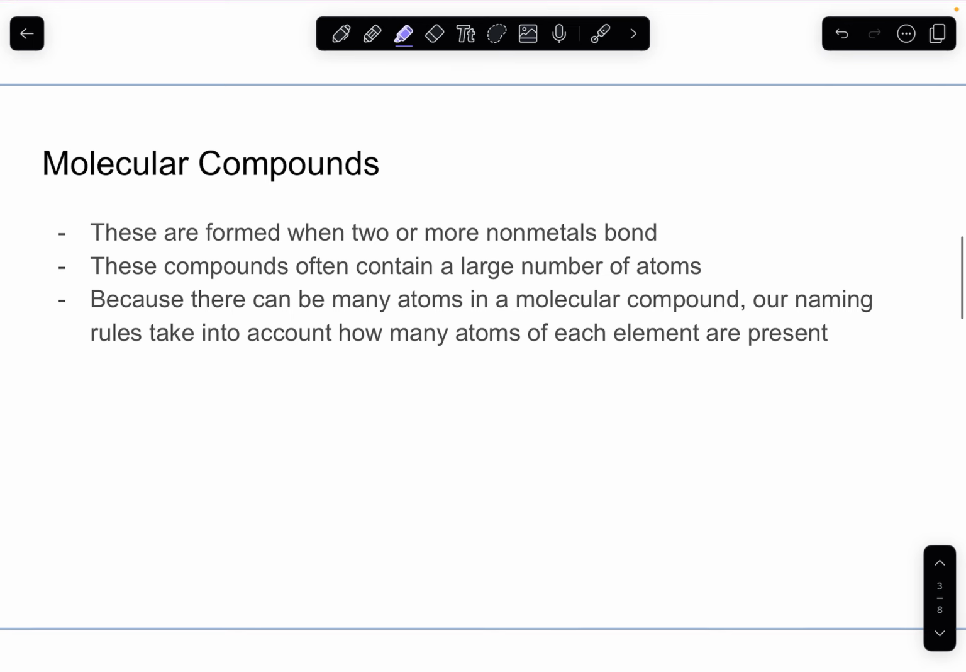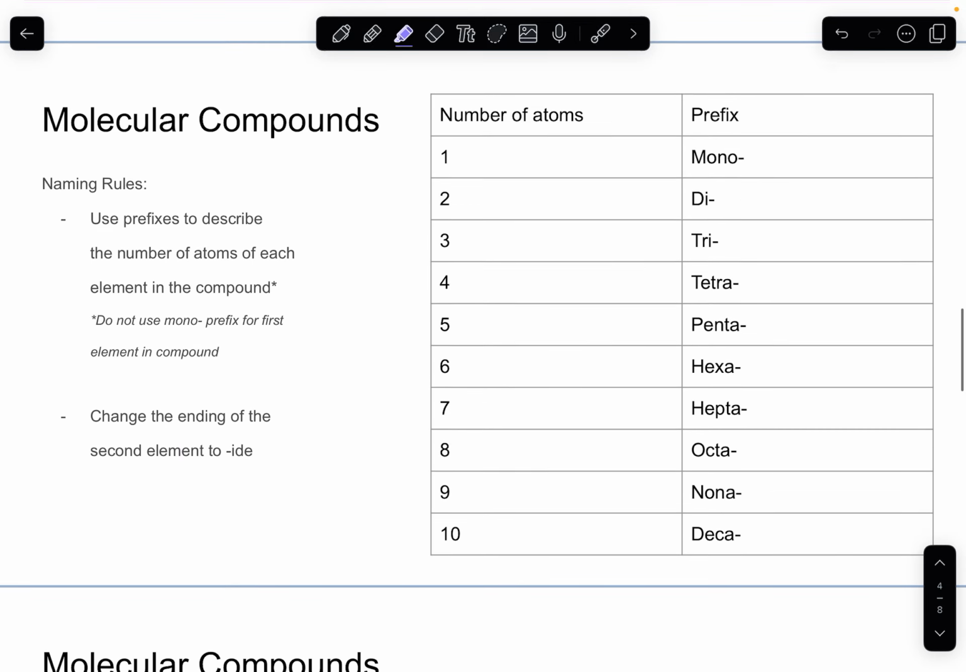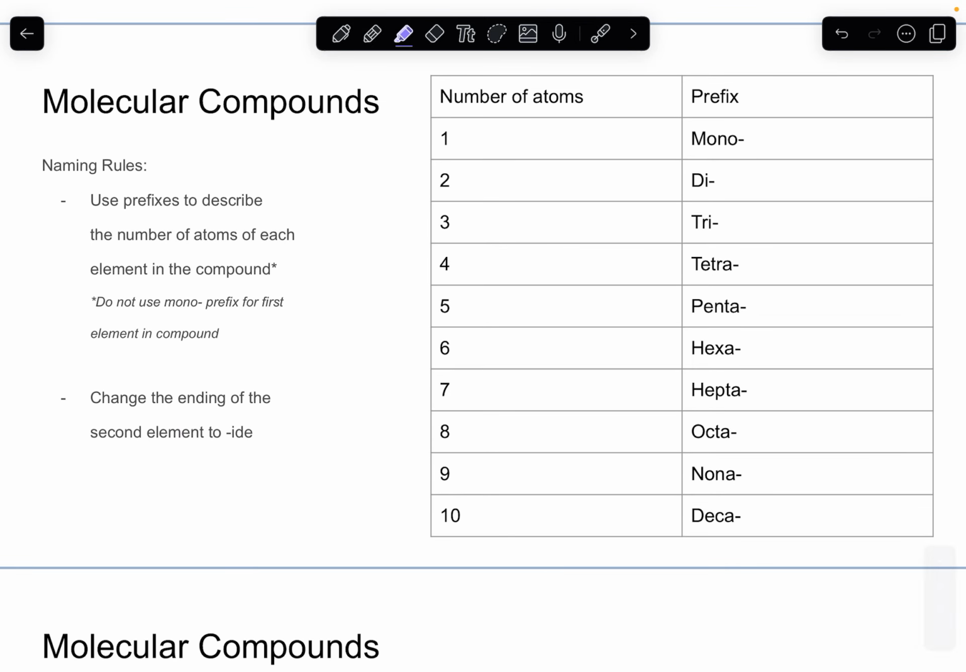So, molecular compounds. These are formed when two or more nonmetals bond together. A lot of times these compounds have a large number of atoms. Because there can be a lot of atoms in a molecular compound, our naming rules take into account how many atoms of each element are present. The way we keep track of all the atoms that are present for each element is by using prefixes. We want to use prefixes to describe the number of atoms of each element in the compound.